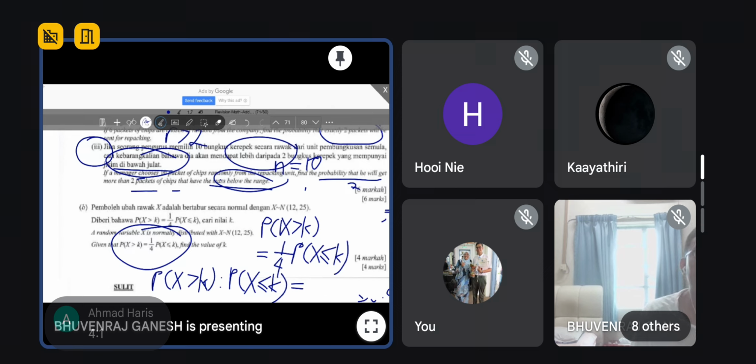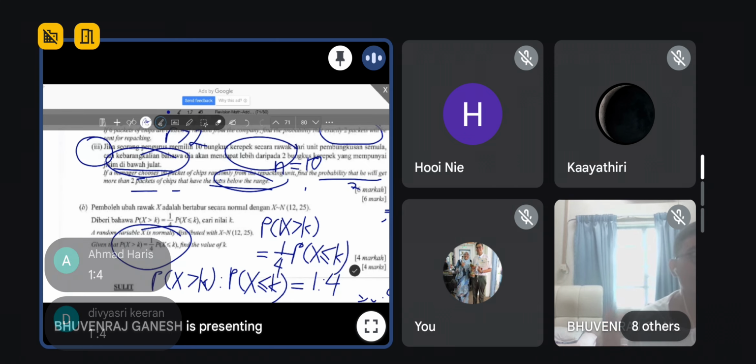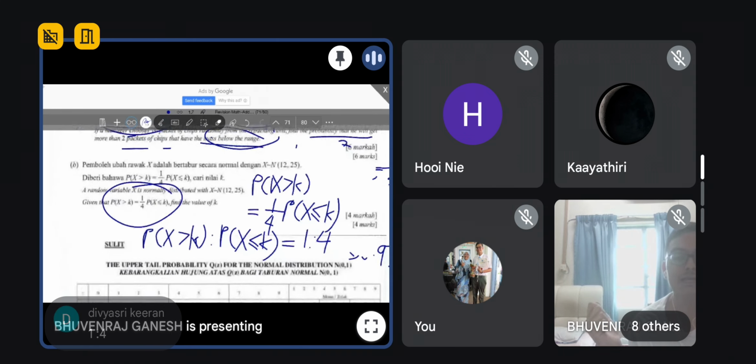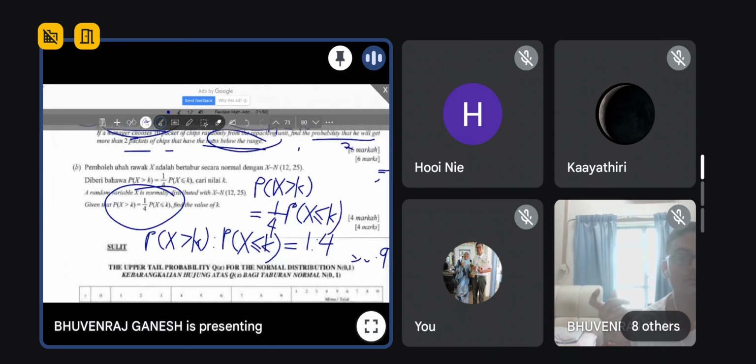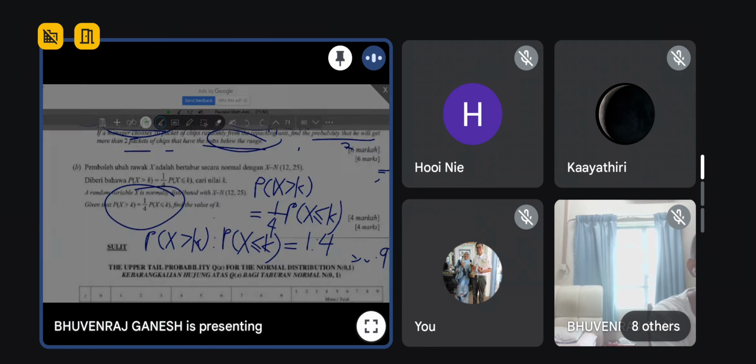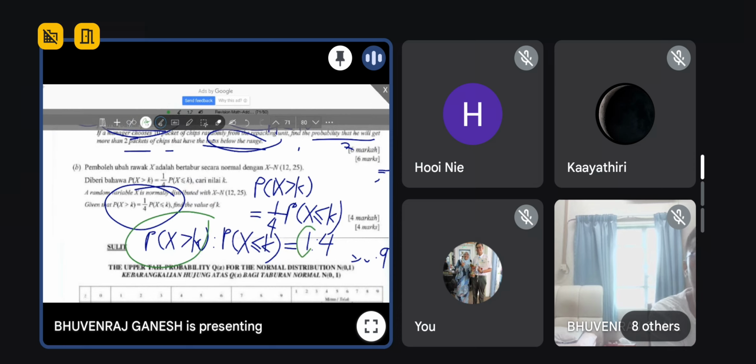Bukanlah. I rasa kamu confused sikit. Terbalik. Okay, the answer is 1 to 4. Okay? So guys, in other words, what does this mean? Apa maksud ni? You have to interpret a bit. So guys, if this one, let me use a different color. So this one takes one part. Am I right? Yang ni ambil 4 bahagian.